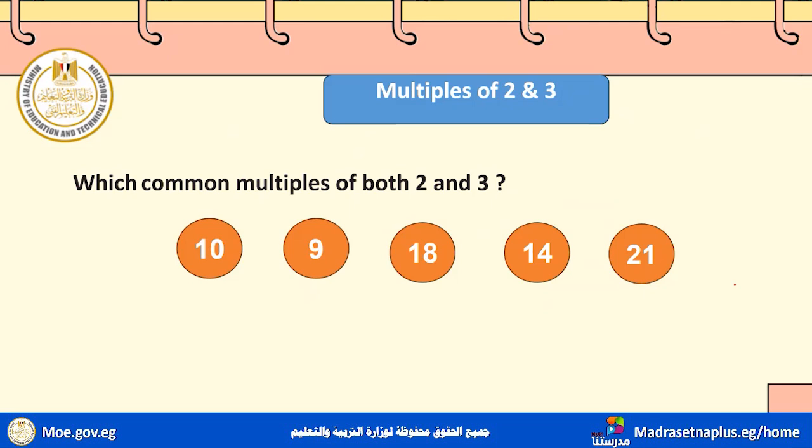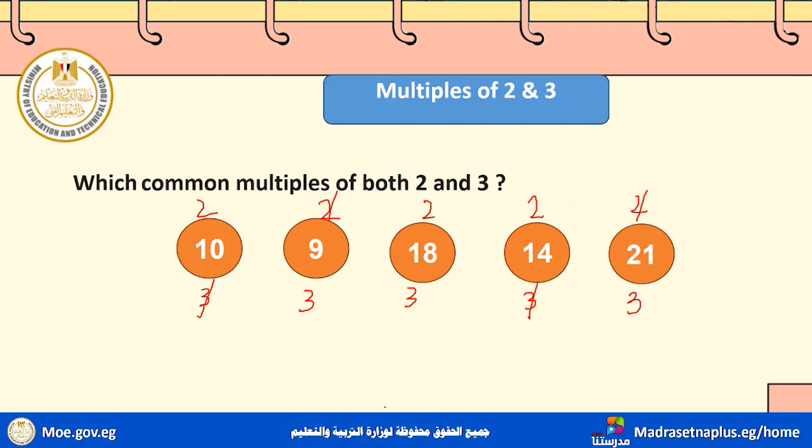Is 10 a multiple of 2? Yes. For 3, no. Is 9 a multiple of 2? No. Is 9 a multiple of 3? Yes. Is 18 a multiple of 2? Yes. Is 18 a multiple of 3? Yes. What about 14? Is 14 a multiple of 2? Yes. A multiple of 3? No. Last number, 21. Is 21 a multiple of 2? No. Is 21 a multiple of 3? Yes.